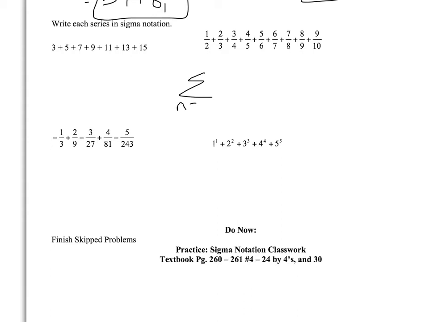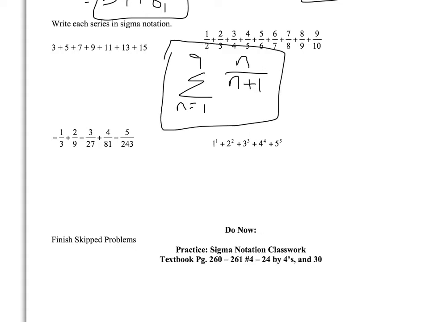I'm going to say n starts at 1. There are 1, 2, 3, 4, 5, 6, 7, 8, 9 terms. So I'm going to say n goes from 1 to 9. The numerator is just the n value. The denominator is 1 more than the n value, so n plus 1. Okay, so if I plug a 1 in to check my work, 1 over 2. That's the first term. If I plug a 2 in, 2 over 3. And if I keep going, I would get 9 over 10 as the last one. So that's the sigma notation for this one.